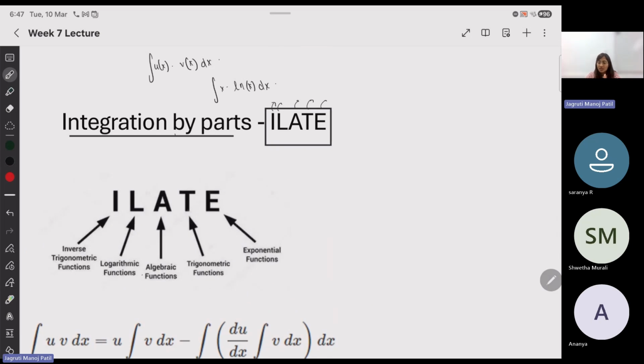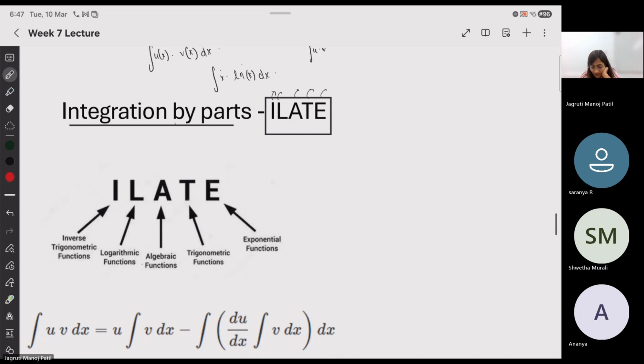Now, if you have functions like that, let's say this one, can you tell me which function would be first? Which one should I take as my u and v? In this case, my u is first and v is second. So which one should be u and v if I have x ln of x dx? I think ln would be first and then x. Yes, so the log would be first and then x.